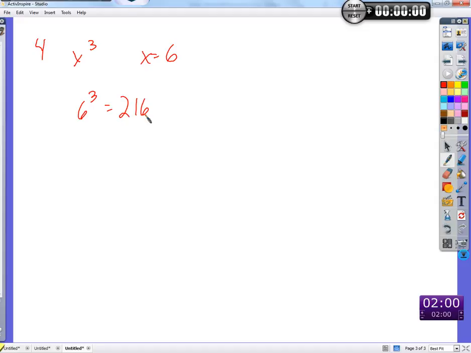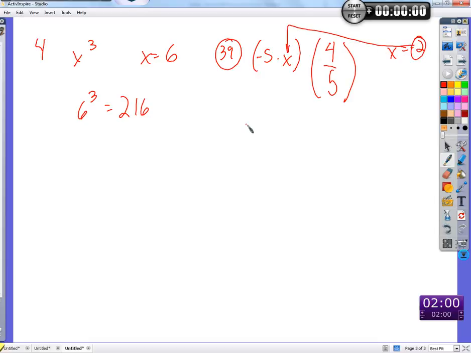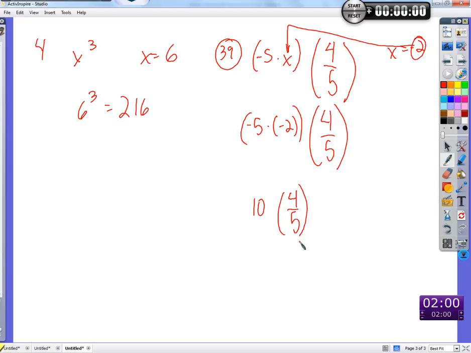On 39, can you do that problem? 5x times 5. X equals -2. Take -2, put it right there. -5 times -2, parentheses make it a little easier to see what's going on here. Times 4/5. We can put these together, we get positive 10 times 4/5. And this parentheses is done. We can't divide 4 by 5, it just stays 4/5.